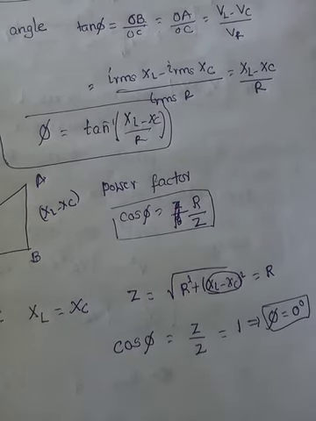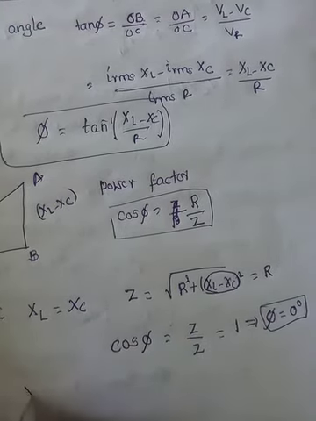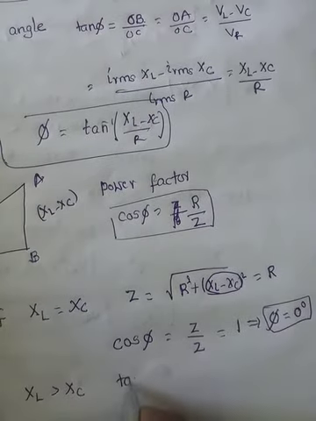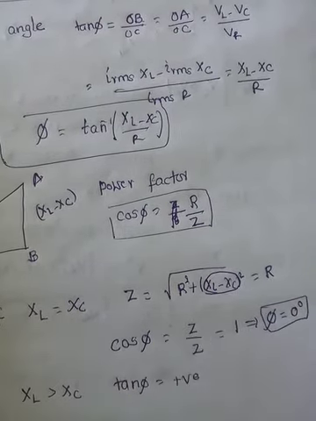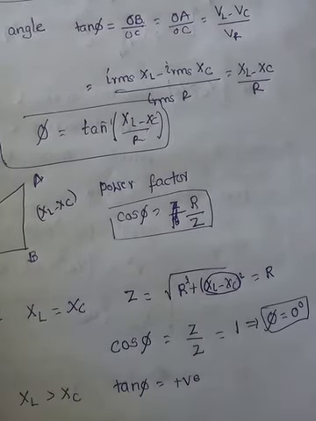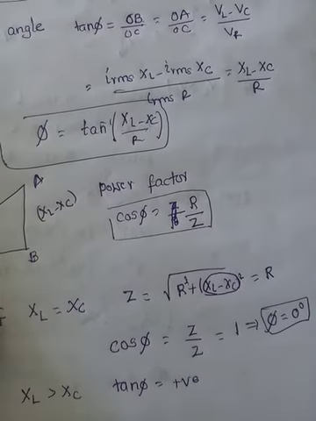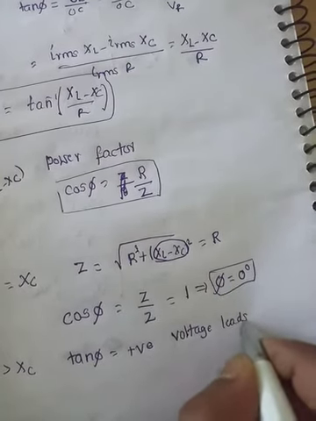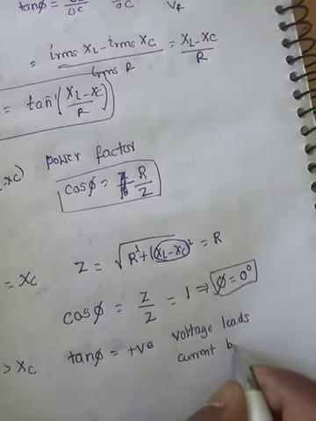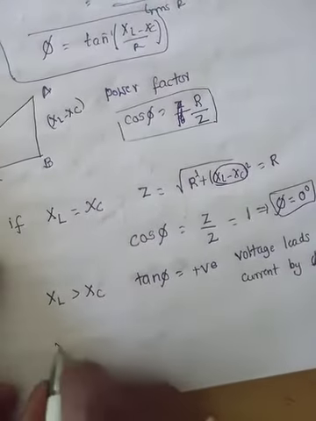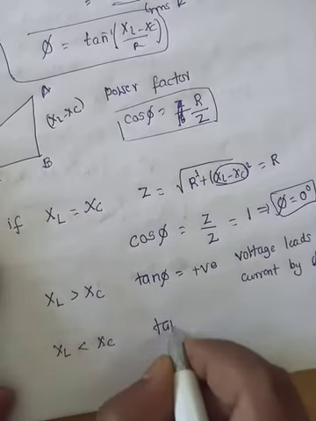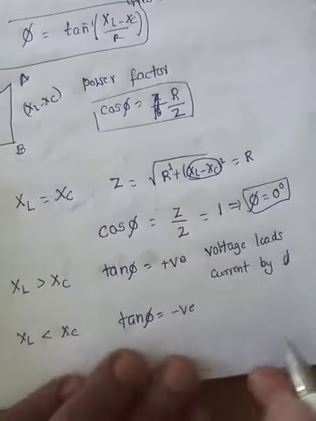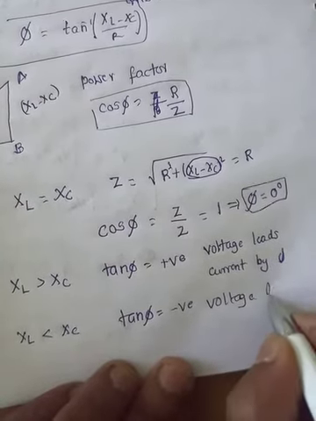For example, if XL is greater than XC, we already proved that tan phi is positive. If tan phi is positive, it means inductive reactance is more, or voltage leads current by phi. Similarly, if XL is less than XC, then tan phi is negative, and voltage lags current by phi.